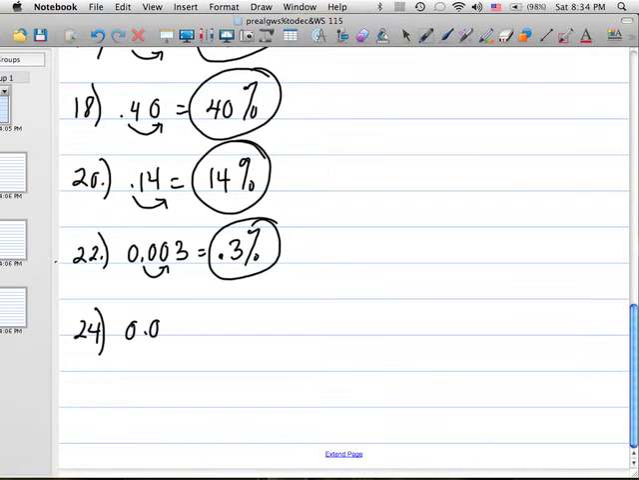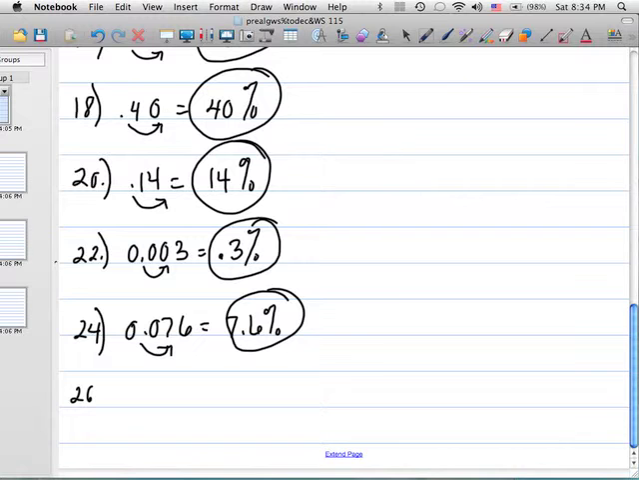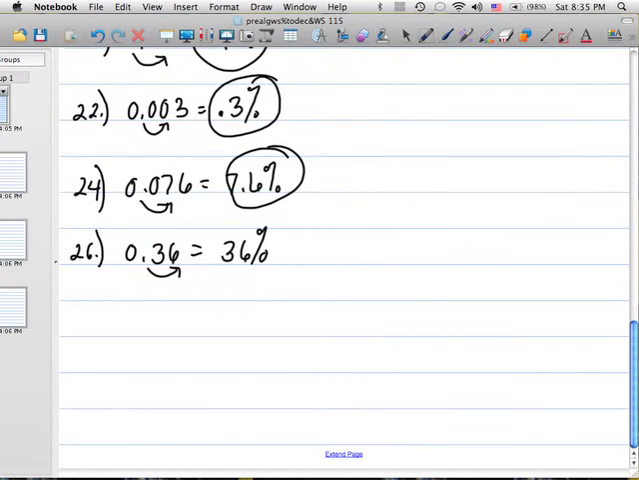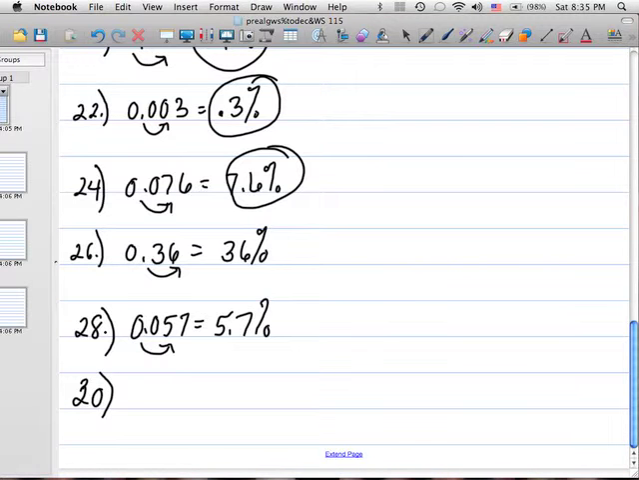24, 0.076, move the decimal 2 to the right to get it to the percents, 7.6%. 26, 0.36, move it 2 to the right, is 36%. 28, 0.057, move it 2 to the right, is 5.7%. 30, 6.4, move it 2 to the right, we'll have to add a 0, 640%.